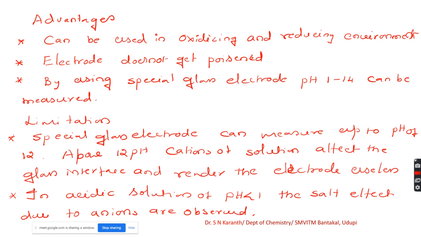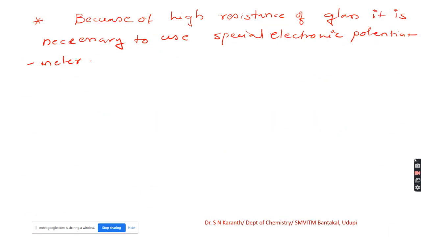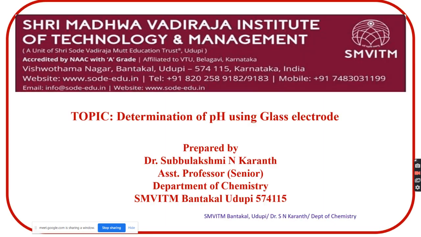The advantages: it can be used in an oxidizing or reducing atmosphere. The electrode does not get poisoned. Using a special glass electrode, pH up to 14 can be measured. Limitation: an ordinary glass electrode can measure only up to pH 12. Above pH 12, cations of the solution affect the glass interface and render the electrode useless. In acidic solution, at pH less than 1, a salt effect due to anions is observed. Because of the high resistance of the glass, it is necessary to use a special electronic potentiometer.